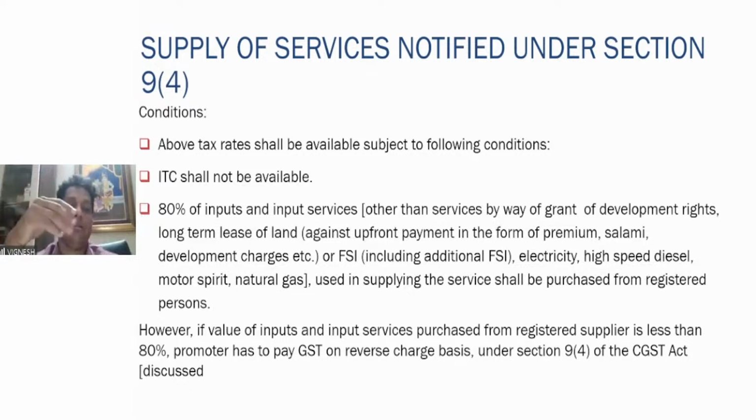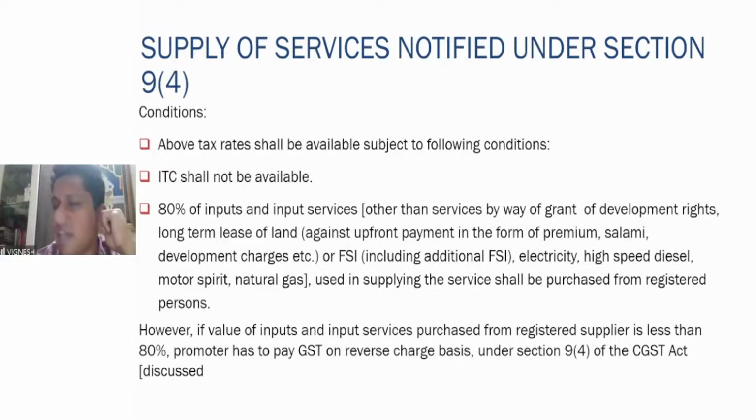If the total value of what you are procuring from registered suppliers is less than 80% of the total inputs and input services, then on the shortfall only, not on the entire thing, that is, if you purchase 75% from registered persons, on the 5% shortfall you have to pay the GST on reverse charge basis.